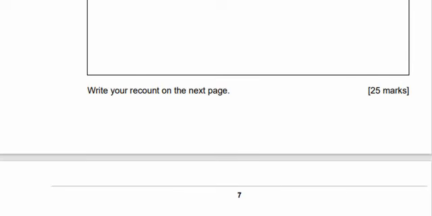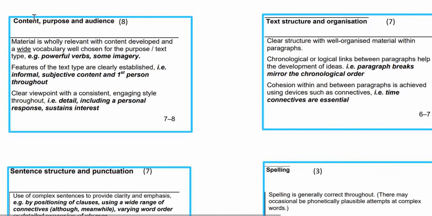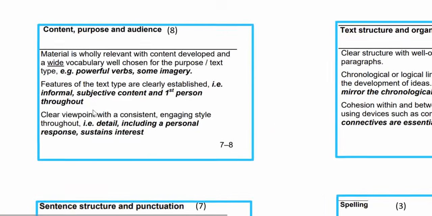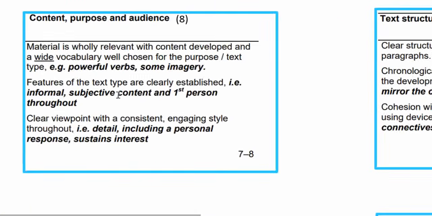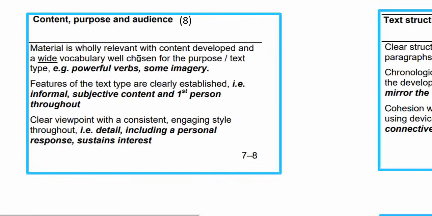It will be based on 4 things: content, purpose, and audience, maximum 8 marks; text structure and organization, maximum 7 marks; sentence structures and punctuation, 7 marks; and spelling, 3 marks. Let's check each of these. So content, purpose, and audience. Try to use powerful verbs and a clear point of view, and also detail including personal response and sustained interest.